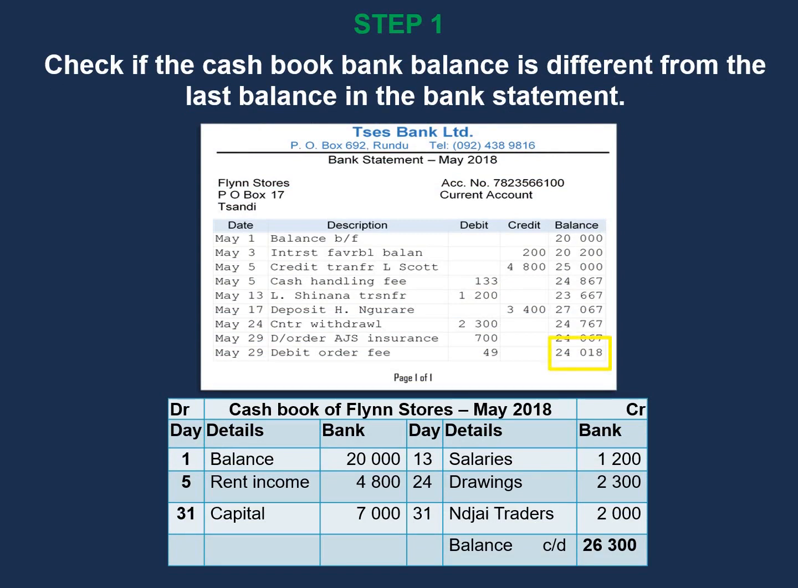We can see the balance of our bank statement is $24,018, while the balance of our cash book is $26,300. So in this case, it's not the same. So then we move on to step 2.